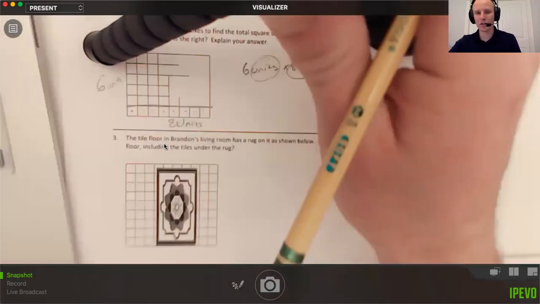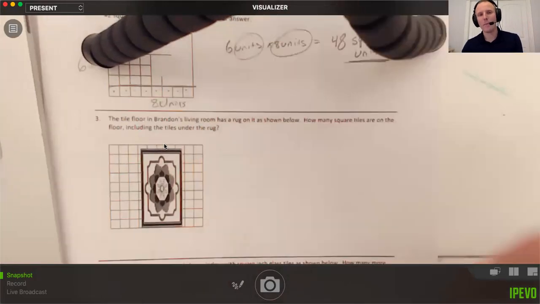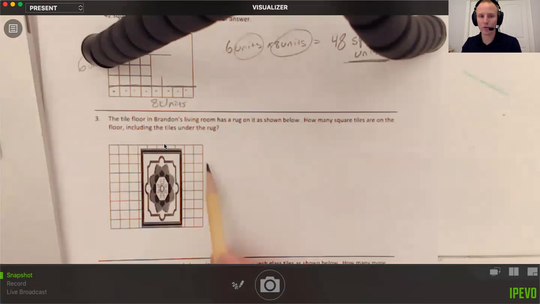All right, we have an interesting problem here, one that later in the unit we're going to expand on to make it more complicated. This one basically says the tile floor in Brandon's living room has a rug on it as shown below. So here's the tile, the tile floor is the grid. The rug is covering part of it. How many square tiles are in the floor, including the tiles under the rug? That's saying, including everything covered by the rug, because there are tiles under there. Just because they're covered with a carpet doesn't mean they're not there. Including that, how many tiles are on this floor?